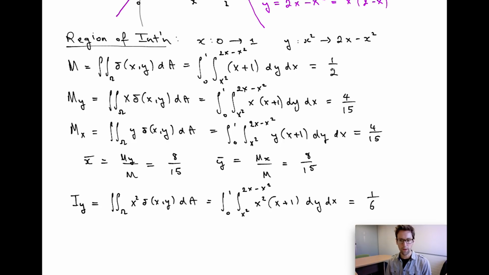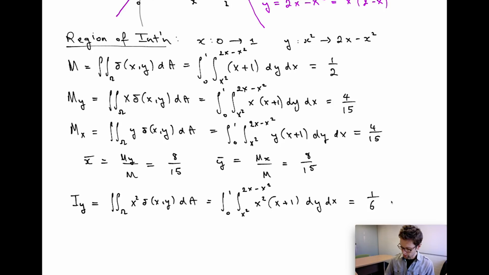We found that the mass was 1/2 mass units. The first moment about the y-axis and the x-axis were the same, and that gave us the x and y coordinates of the center of mass being the same. And then the final calculation was of the moment of inertia about the y-axis. That involved an integral over x squared times the density. And we found that this was 1/6. And that tells us how this object resists rotation about the y-axis.